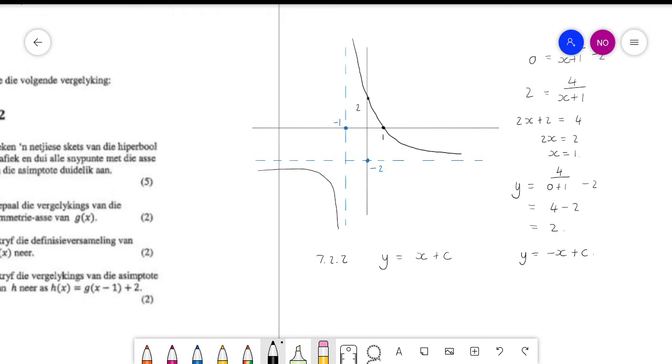Which point do I substitute? The point where the two asymptotes cross one another, no?